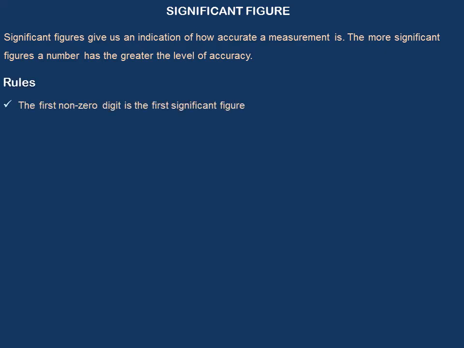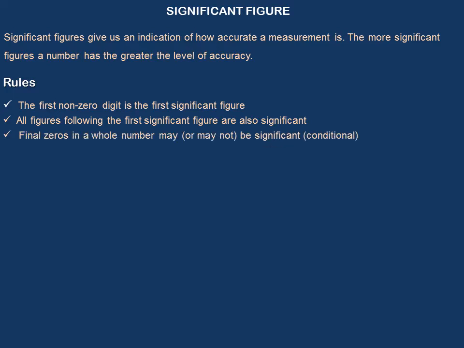Now the rules are: the first non-zero digit is the first significant figure. All figures following the first significant figure are also significant. Final zeros in a whole number may or may not be significant, so there is a condition attached to it. Now let's look at an example.